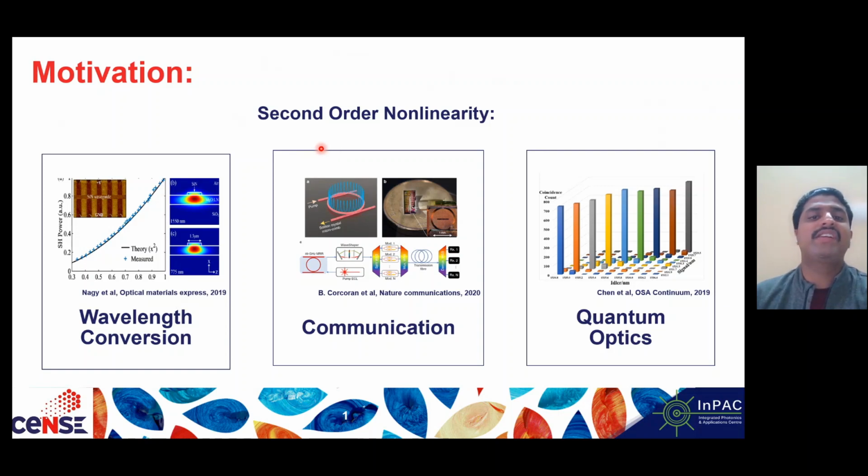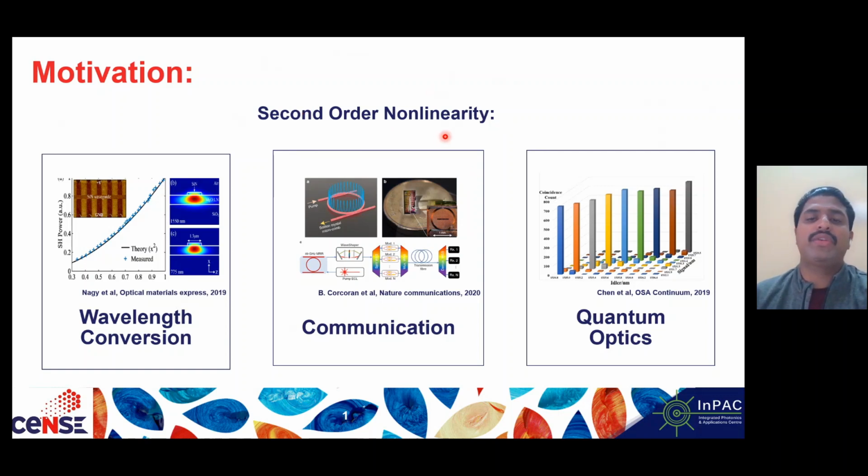In those nonlinear processes, χ2 nonlinear processes are the efficient ones. For example, if you have to increase the data transfer speed in an optical fiber communication channel, you need a wide spectral source, which can be made possible by using the second-order nonlinear process. It also has applications in quantum optics and many other fields in the current generation.